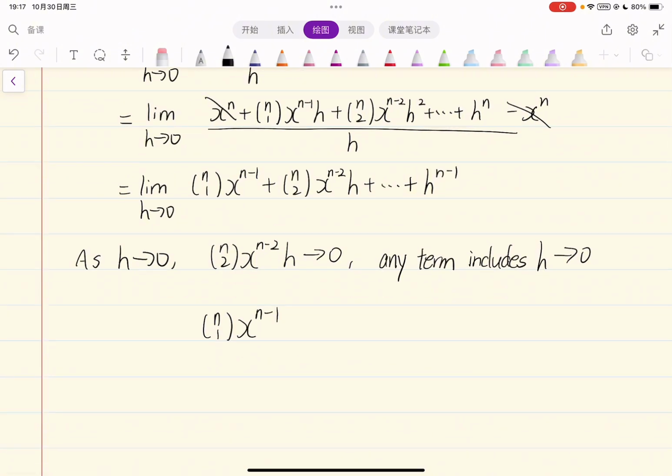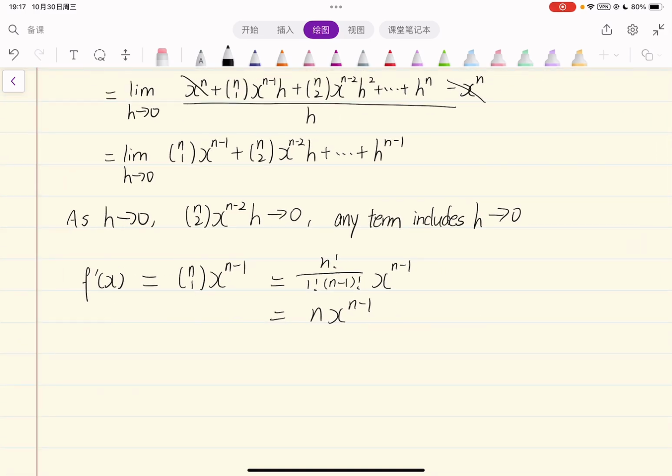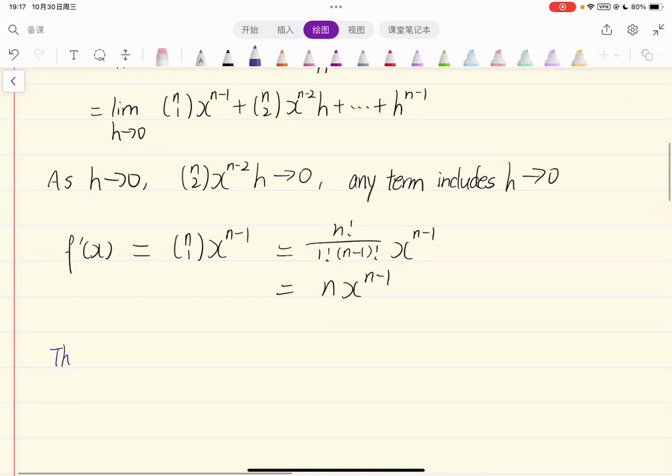So we write down that the derivative f'(x) equals n choose 1 times x to the power of n minus 1. That equals n factorial over 1 factorial times n minus 1 factorial, times x to the power of n minus 1. That equals n times x to the power of n minus 1. Which means the derivative of x to the power of n is n times x to the power of n minus 1.